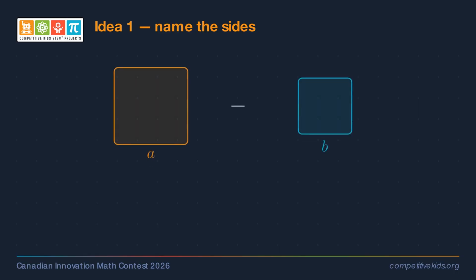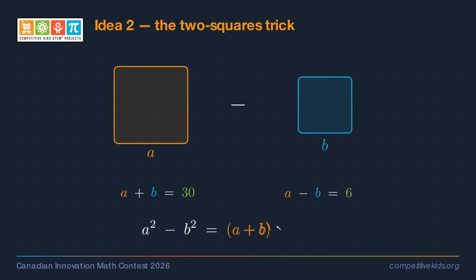Name the 2 sides. Call the bigger side A, call the smaller side B. We know A plus B is 30, and A minus B is 6. Use the 2 squares trick. A squared minus B squared equals A plus B times A minus B. That is the whole trick.